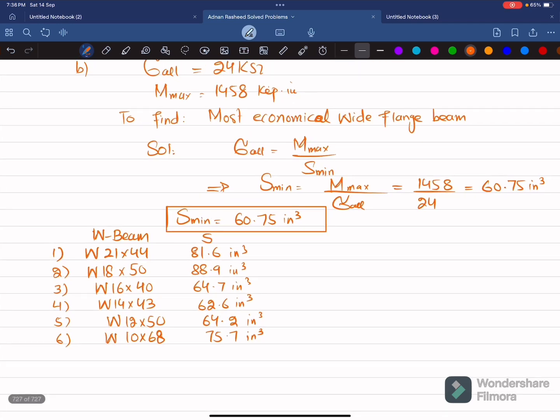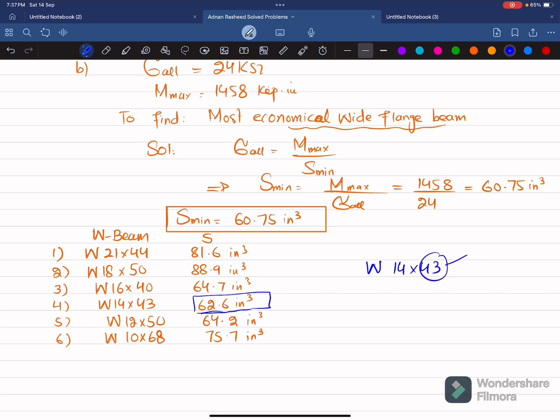In this way, you can have many options for selecting wide flange beam, but we have been asked to find the most economical wide flange beam. So you can see the most nearest value is this one. Clear? This is the most nearest. But in this W 14 into 43, this is pounds per feet. This is the weight of this beam, 43 pounds per feet.